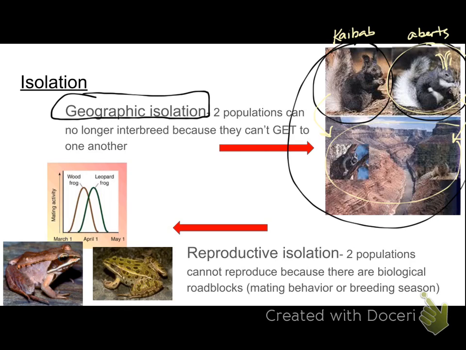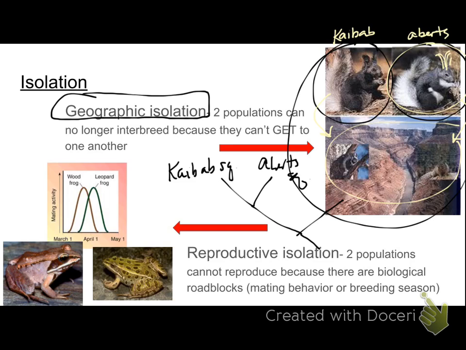At one time, these two species had a common ancestor. If we were looking at species and their relationships on what kind of tree was that? A phylogenetic tree? Yeah. If we looked at the Kaibab and the Abert squirrel on a phylogenetic tree, they'd be pretty closely related. But at some point, they were geographically isolated and they couldn't reproduce. So they started to form different species.